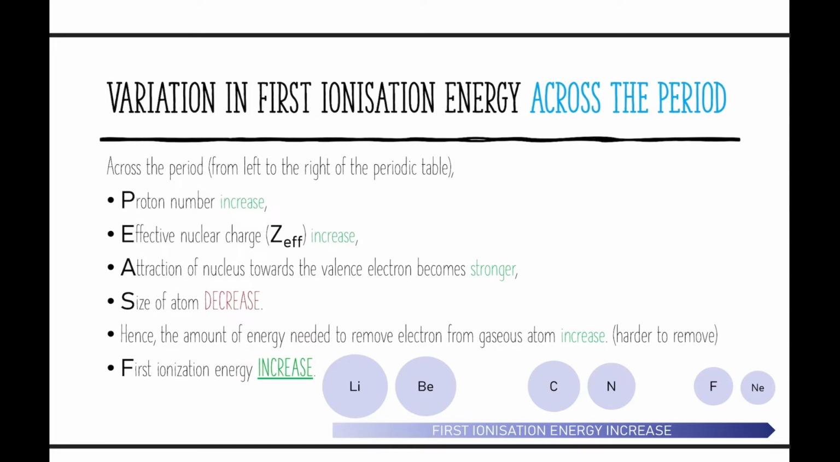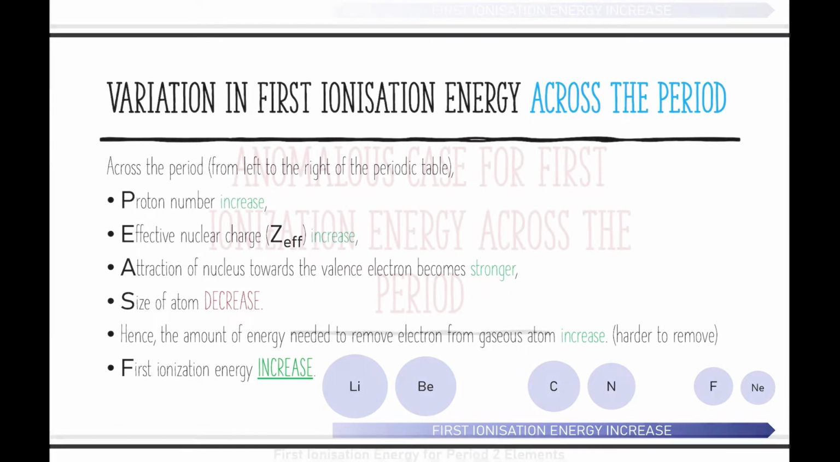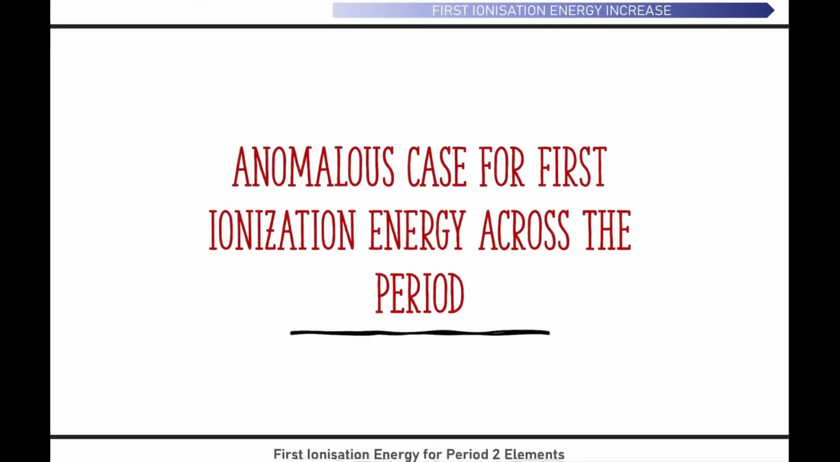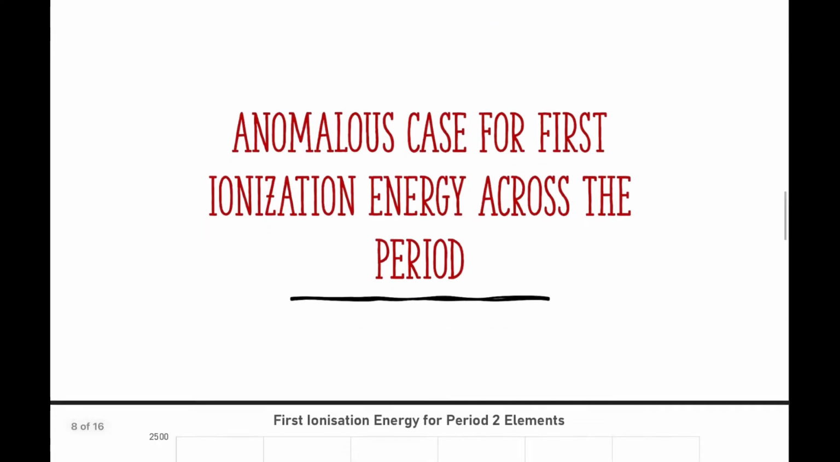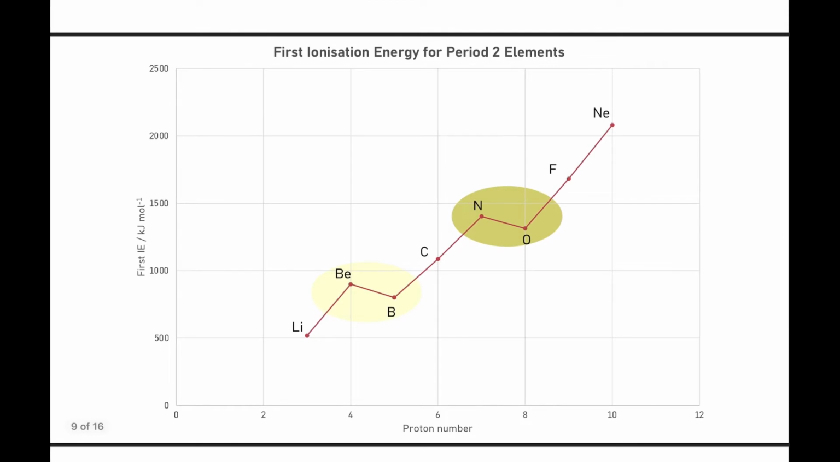A small atom needs a copious amount of energy to remove its electron. Therefore, the first ionization energy increases. However, there are some anomalies across the period when it comes to first ionization energy. As you can see here, generally the trend of the first ionization energy for the period 2 elements increases. However, from beryllium to boron there is a slight decrease, as well as a slight decrease from nitrogen to oxygen.